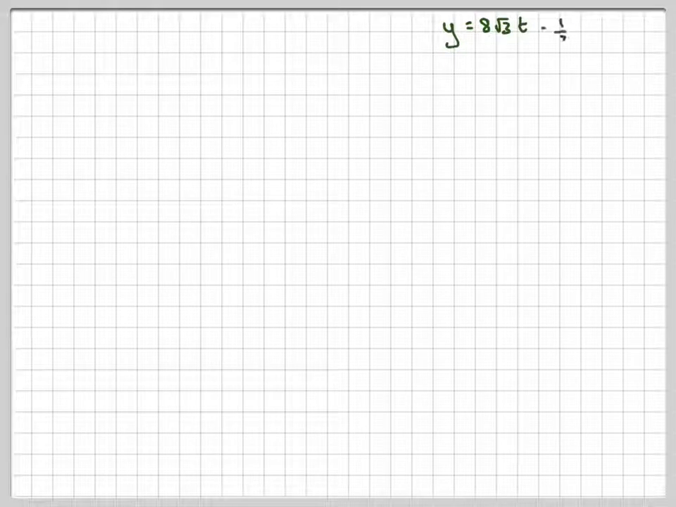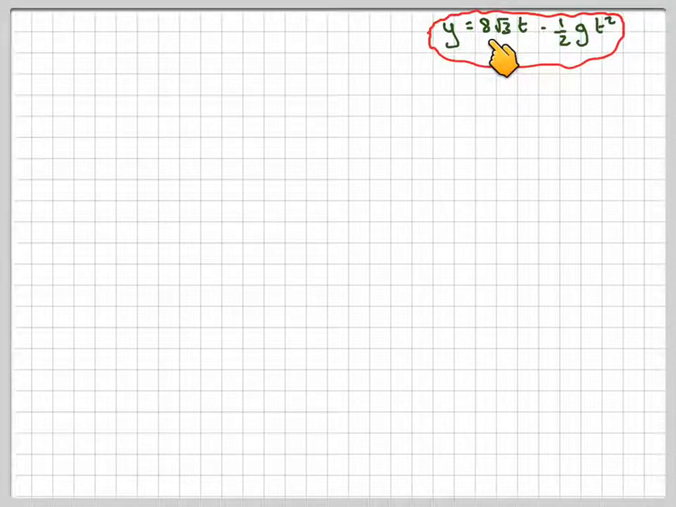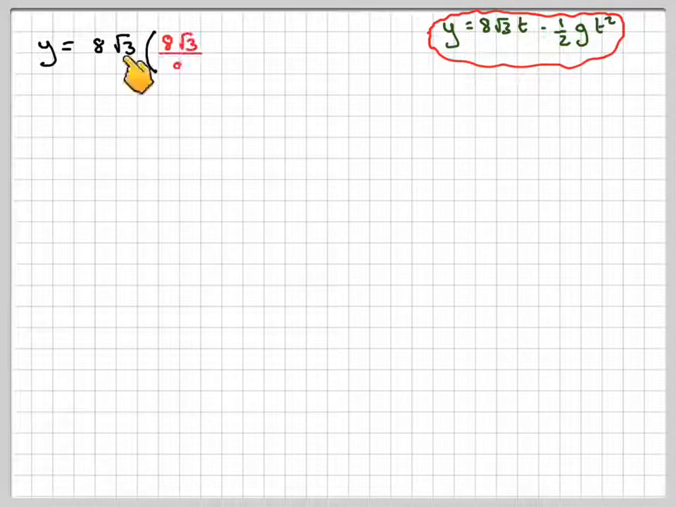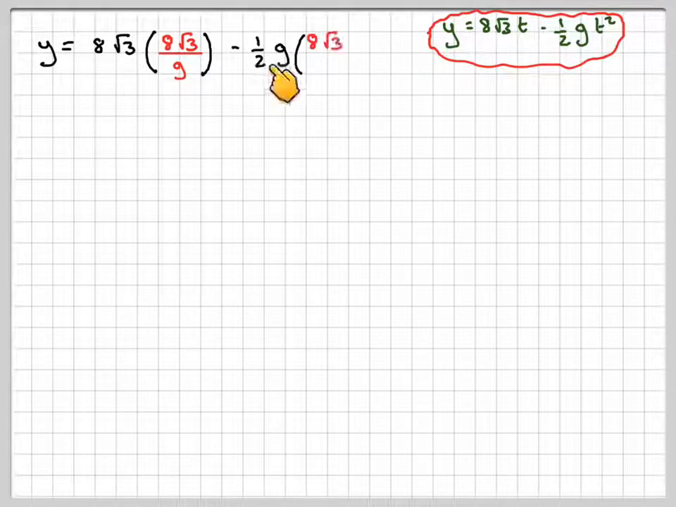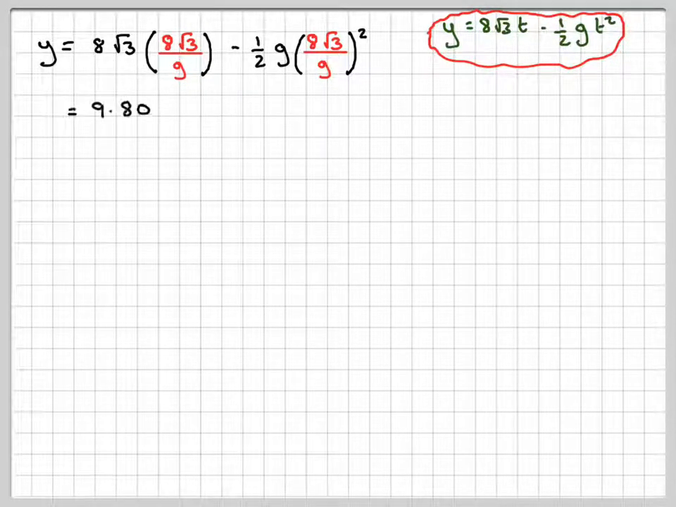So in order to find the vertical height, we'll have to substitute it into the y component of r, which is 8 root 3t minus a half gt squared. So substituting in 8 root 3 times 8 root 3 over g, minus a half g times (8 root 3 over g) squared. Now g is 9.8, and working that on a calculator, we get approximately 9.80 meters rounded off.